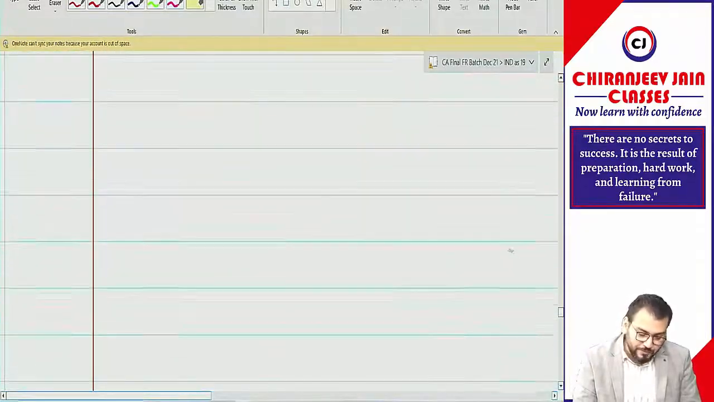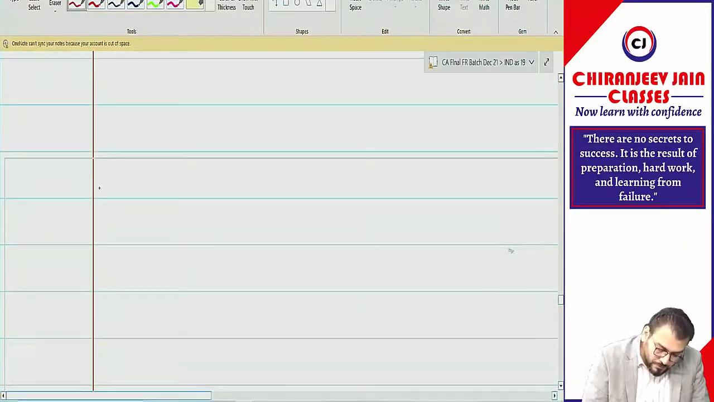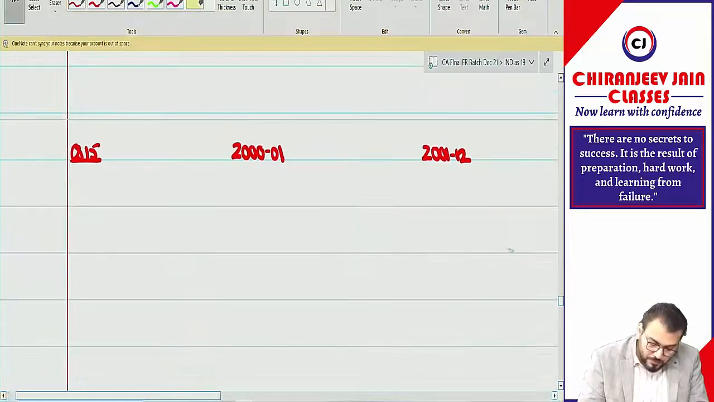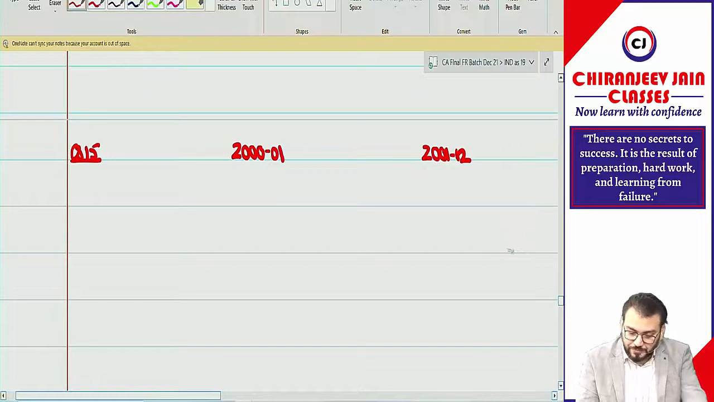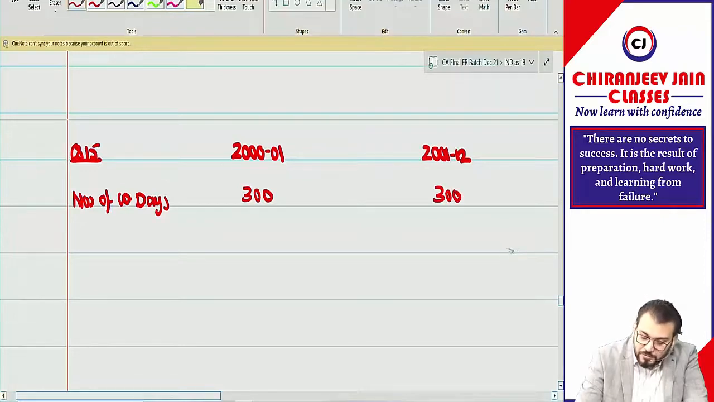We are doing question number 15. So there are 2 years, 2000-2001 and 2001-2002. Correct? Now, the number of working days is 300.